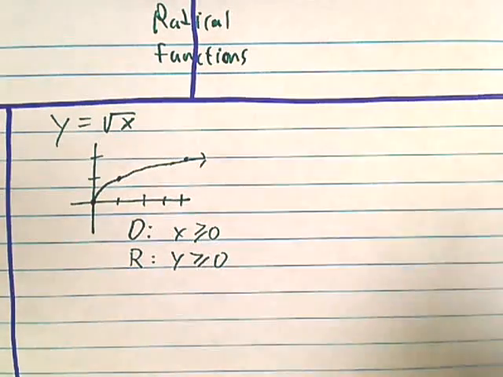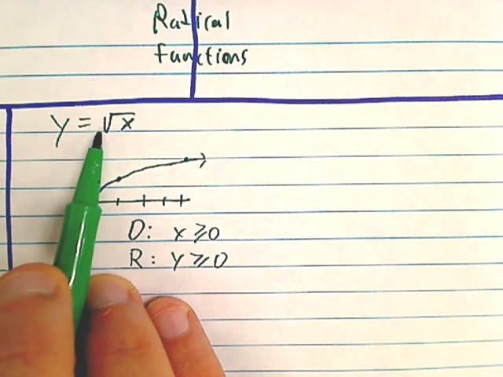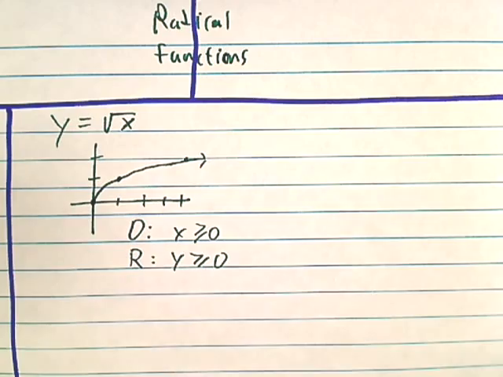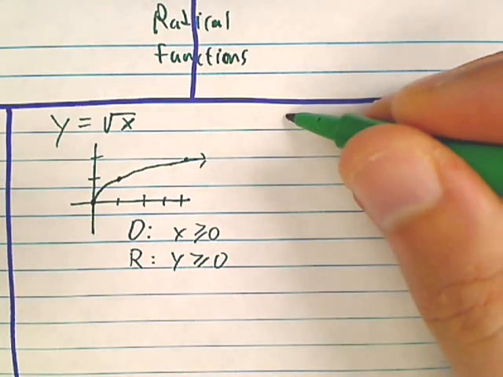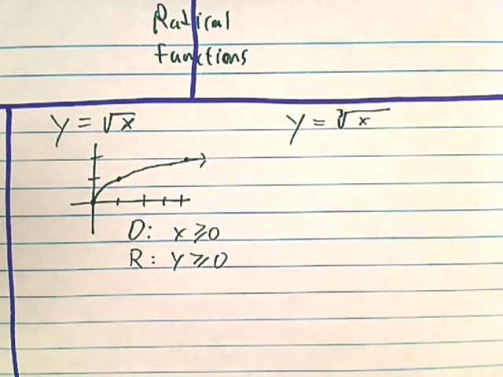We're going to step this up. Basically, any even root would look like this, so we'll just do the second one. If we have the fourth or some other even root, it would look basically like that. But we need to look at the odd ones as well. So let's look at y equals the cube root of x.